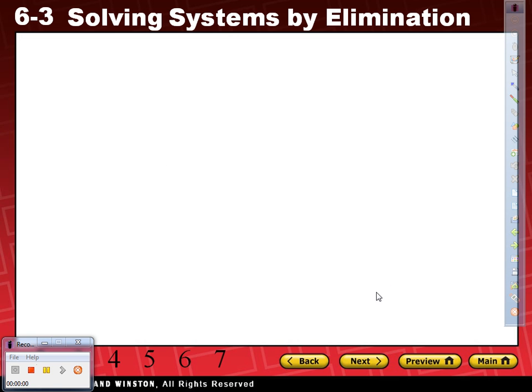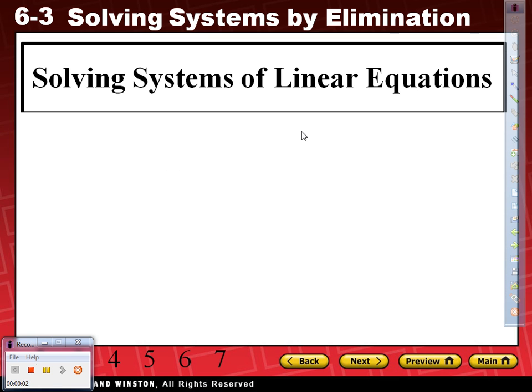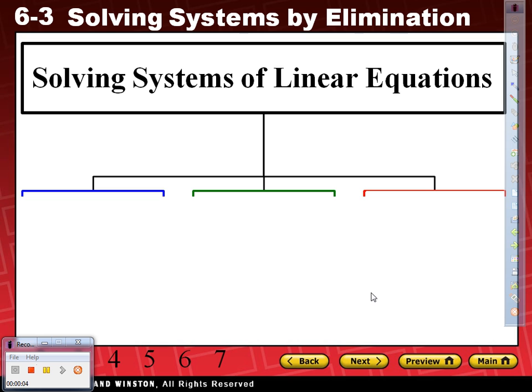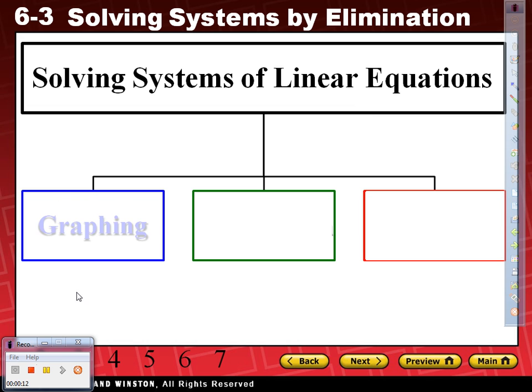Go. Our objective for today, before I get there, let me just show you a quick map of where we're at in regards to systems. To solve systems of linear equations, there's three different ways. The first one we already did, which was by graphing. Remember that? Yesterday we did by substitution, where we needed to solve one of the equations for one variable and substitute into the other.